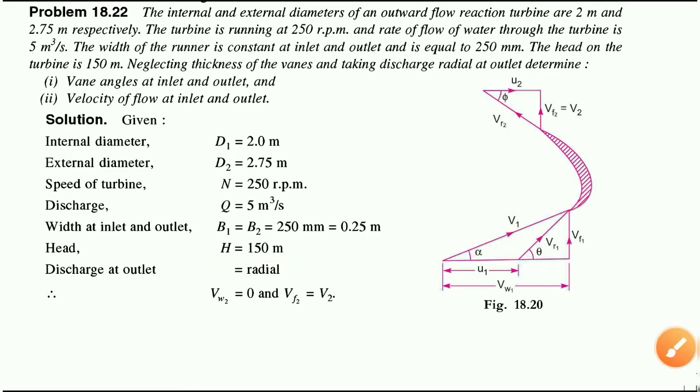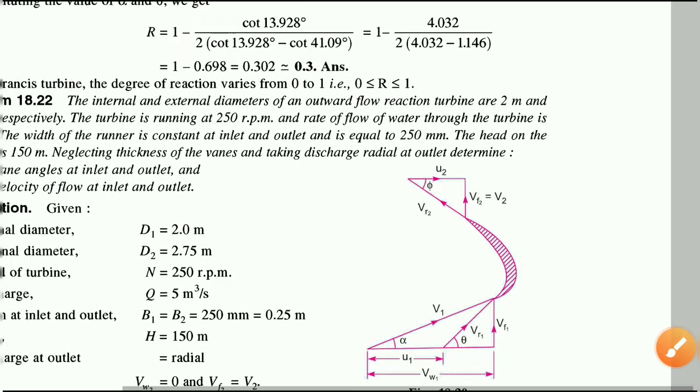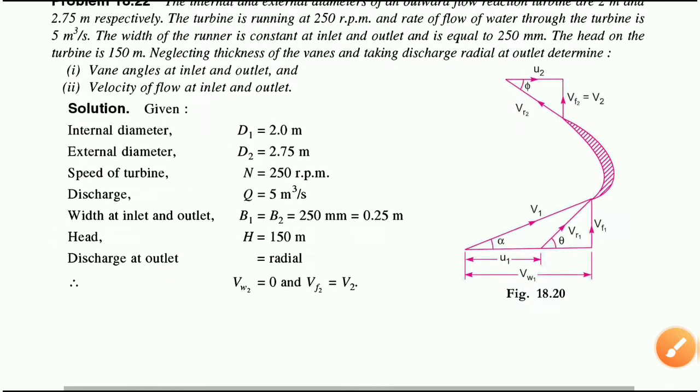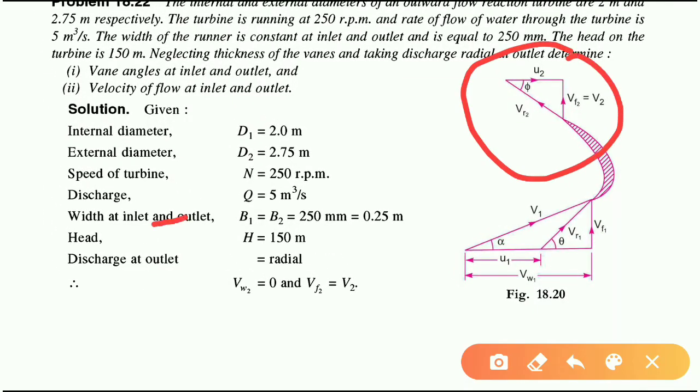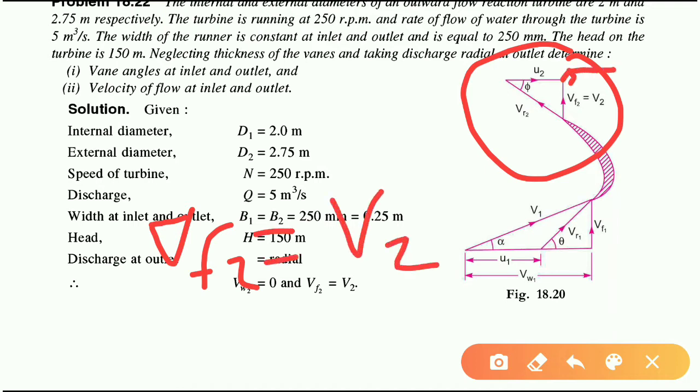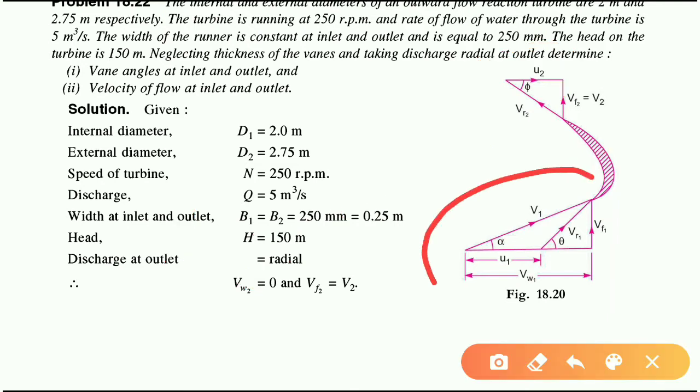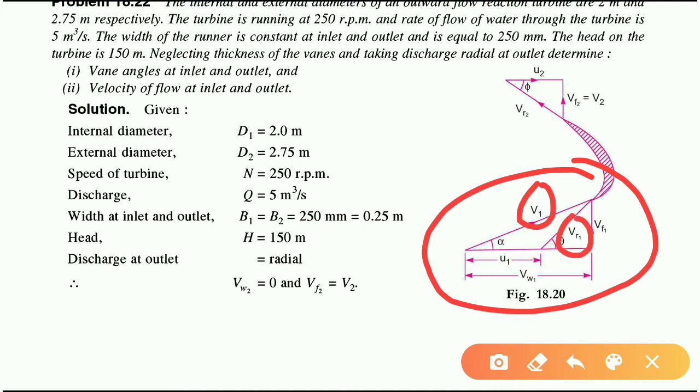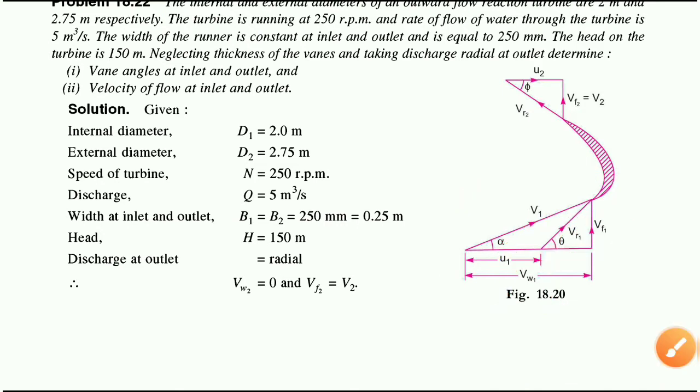Hence we can see from velocity triangles that Vf2 is equal to V2, as this angle beta is 90 degree. The inlet velocity triangle will be as usual. There is this V1, there is the relative velocity, the velocity of flow, the velocity of whirl. This is the tangential velocity.